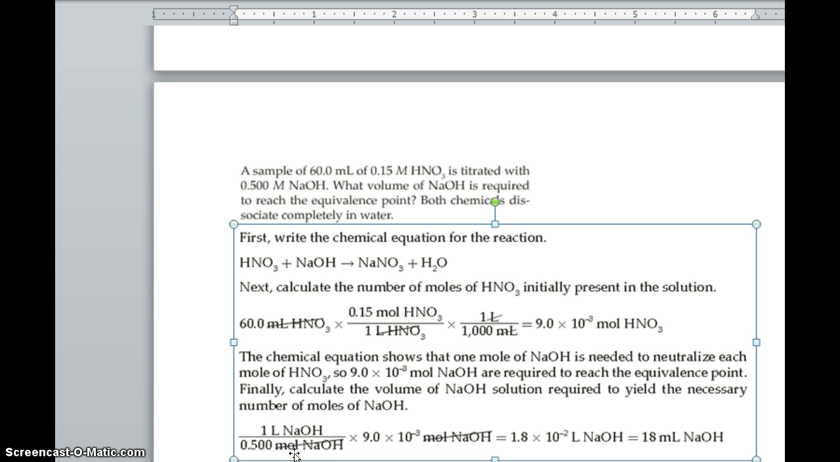I had to put moles on the bottom because I want my final answer to be in liters. Because I want my final answer to be in liters, liters has to end up on the top of my fractions. So instead of doing moles per liter, I did 1 liter on top, put the mole on the bottom. And then the moles canceled. And my answer is 1.8 times 10 to the negative 2 liters, or 18 milliliters of NaOH.